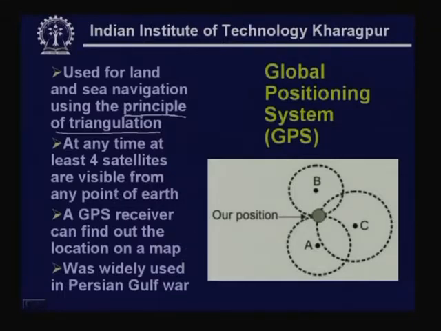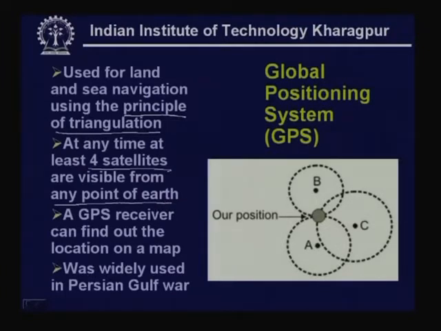So the requirement is that at any point of time at least four satellites should be visible to the user or from any point of the earth. It is not necessary that it has to be on any point of the earth, it can be in space also. For example, from the aircraft also it can be used.